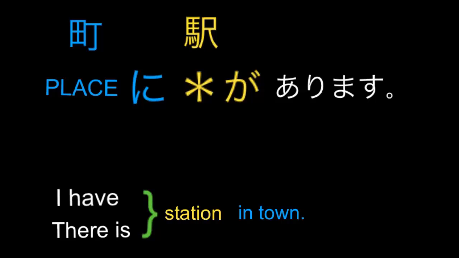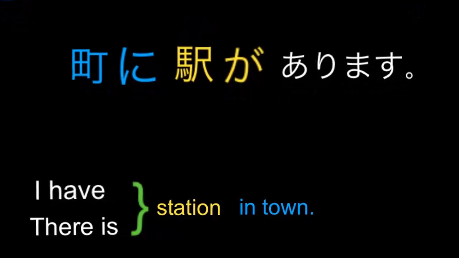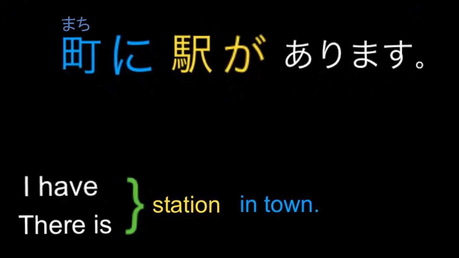So I have a station in town. There is a station in town. Notice I don't worry about putting a in front of station because in the Japanese sentence you don't need an a or a the, so I've just left it out of the English, even though it does make it sound a bit weird. Okay, now in the Japanese sentence we're going to remove the place and pop machi, town, remove the thing that exists and replace it with eki, station, and there we have machi ni eki ga arimasu. I have a station in town, or there is a station in town.